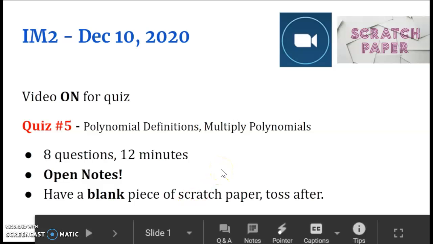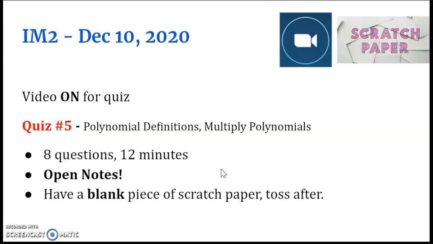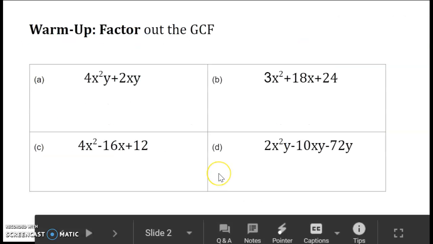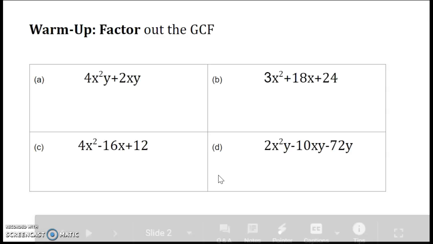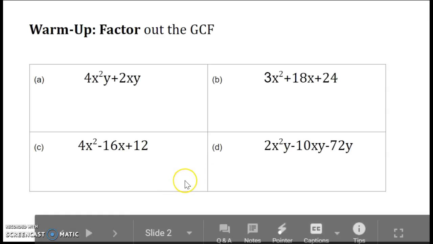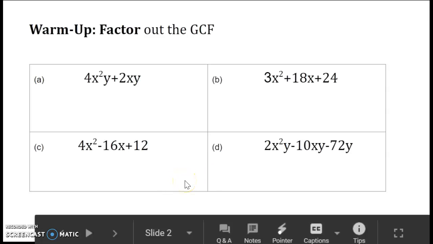We started off with the quiz on polynomial definitions and multiplied polynomials. And then we did a quick warm-up, factoring out the GCF from last lesson. Pause the video and see if you can solve them yourself. And the answers are in 3, 2, 1.